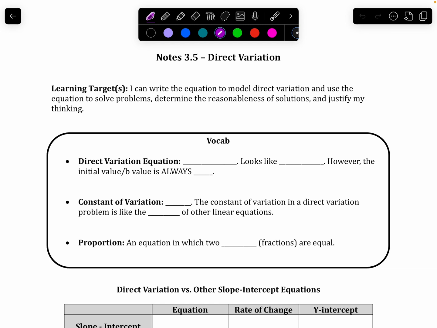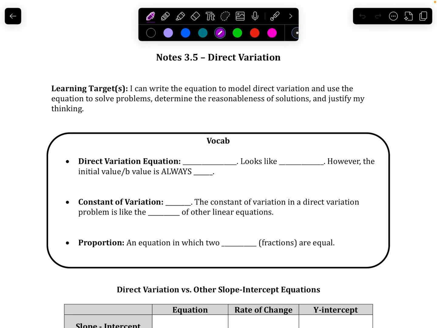So Unit 3, I don't know if I've mentioned this before in my other notes videos, but all of Unit 3 is about linear functions. And we talked earlier about three different types of linear functions. We had equations in slope-intercept form, in point-slope form, and in standard form. And we've talked about how we can do stuff with those equations, right? We can graph from those equations. We can write equations from various information.